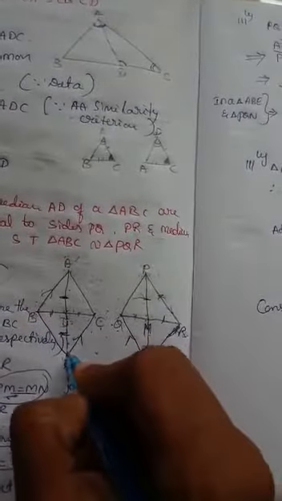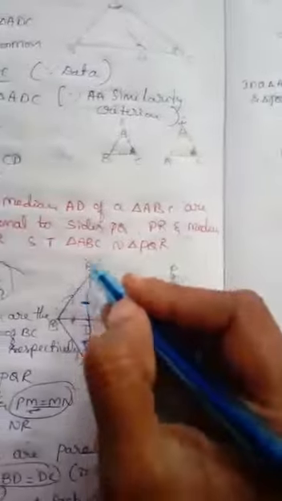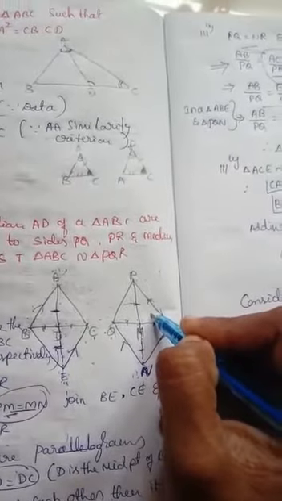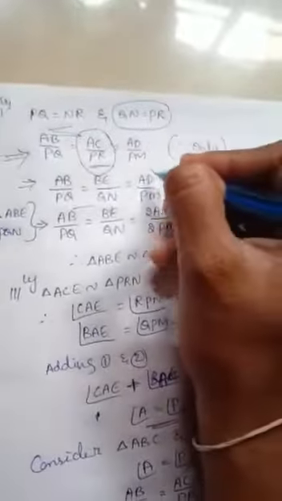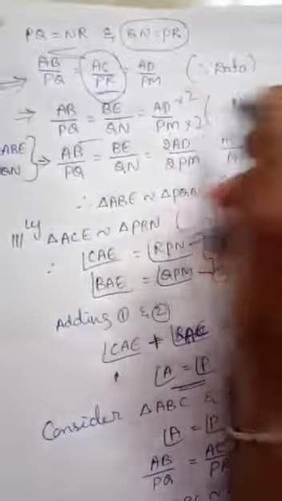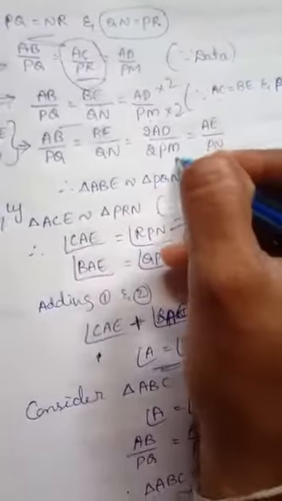Then we get this. In this data, we know that AB by PQ, BE by QN and AD by PM. We multiply and divide by 2, and we get 2 AD by 2 PM.